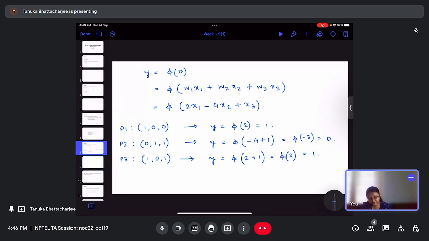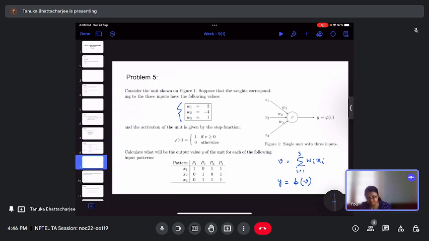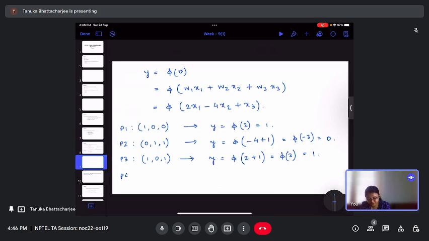And the last pattern we have is all ones. So P4 is 1 1 1. For this, if you compute y, that will be equal to phi of x1 is 1, x2 is 1, x3 is 1. So you have phi of minus 1, right?